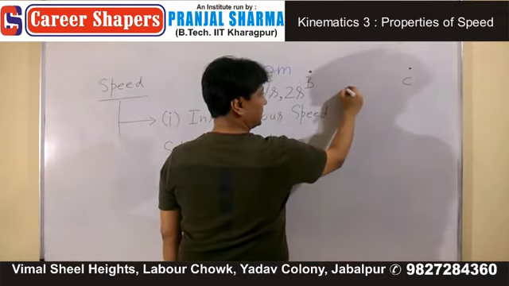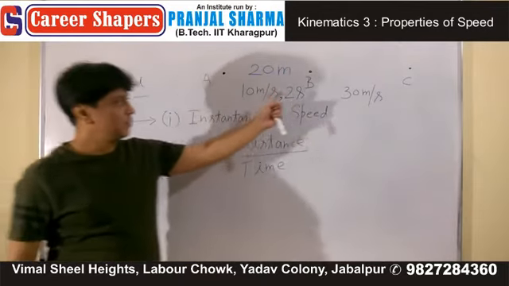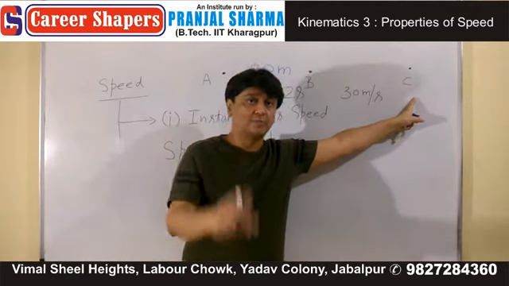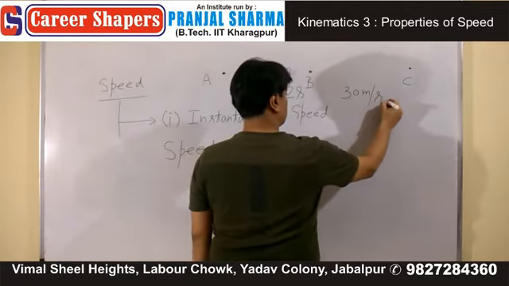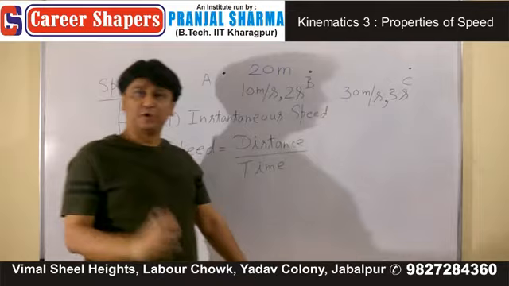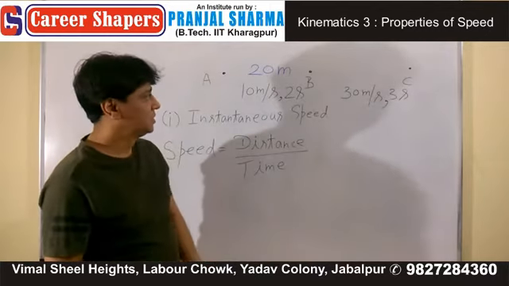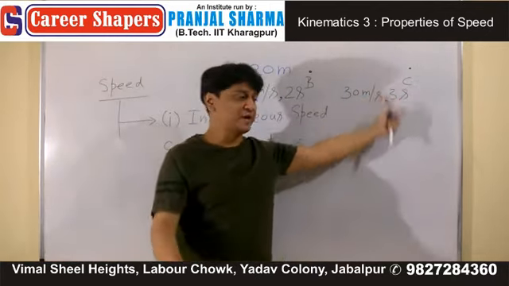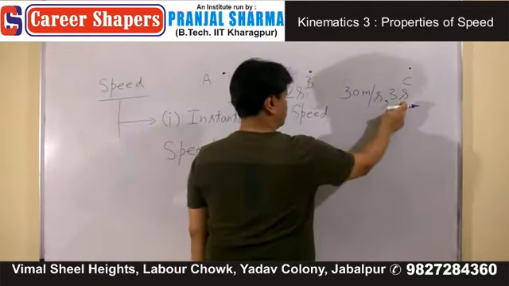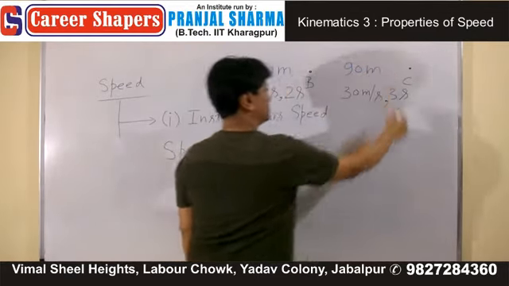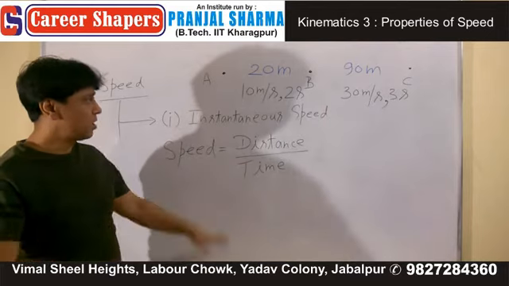Then, from B to C, the object is moving with 30 meters per second, and it moves for 3 seconds between B and C. What is the distance it travels? You will simply say distance is speed into time. 30 into 3, 90 meters. I hope so far there is no confusion, there is no problem at all.